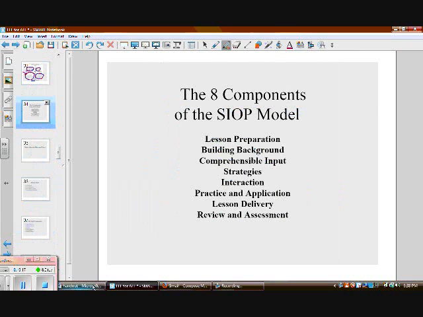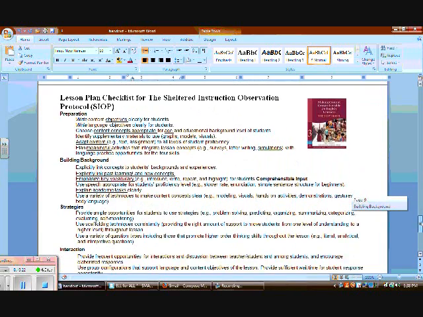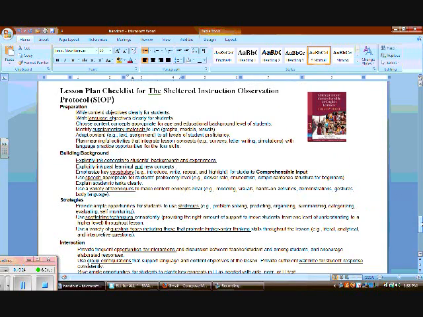Finally, I'm going to leave you with some work that you can do on your own. Towards the end of your packet, you'll see this resource called the SIOP. We talked about that earlier, the Sheltered Instruction and Observation Protocol. And this is a checklist that I've used with teachers. Grace and I have both done a lot of training with this model.